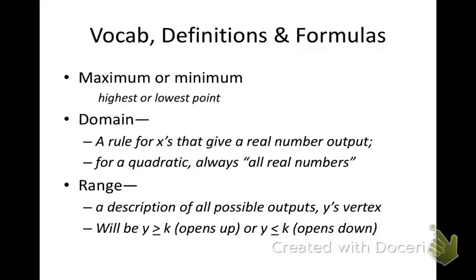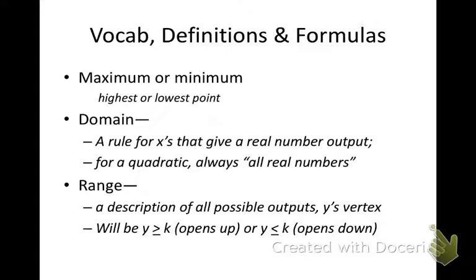Your domain is a rule for the inputs, or the x values, that will give us real number outputs. For a quadratic, the domain is simple. We can put any number in for x. So our domain we will always identify as all real numbers in a quadratic. Our range will change based on the equation.